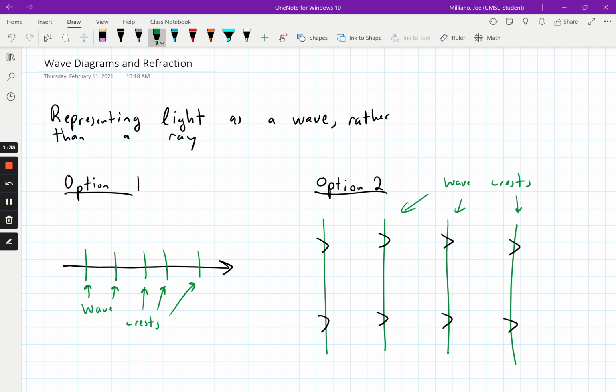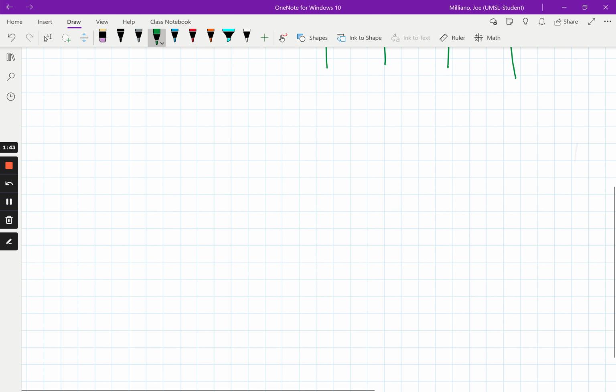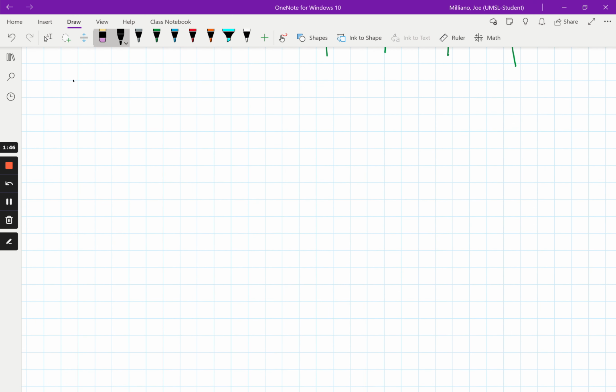And in particular, I want to talk about how to draw both of these options when light refracts as it changes mediums. So, refraction.